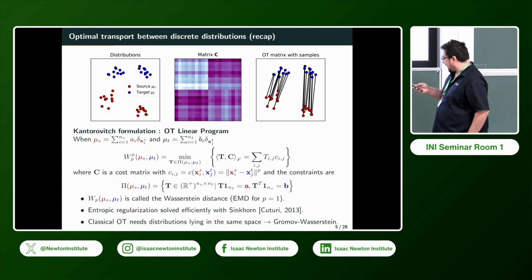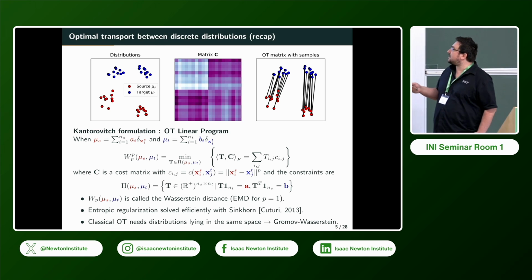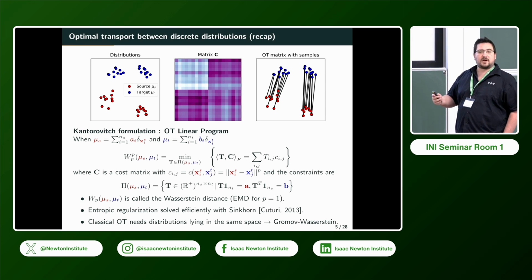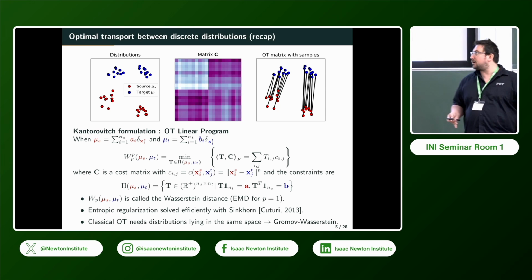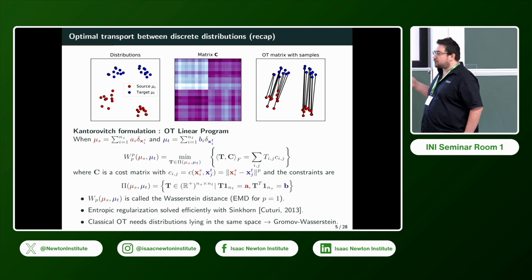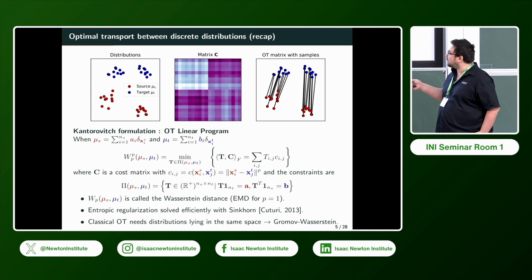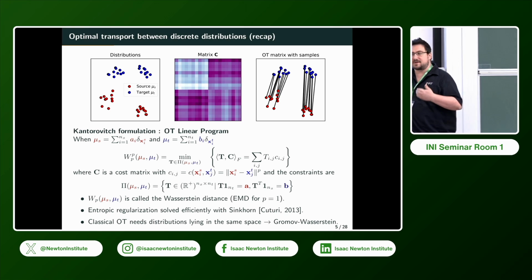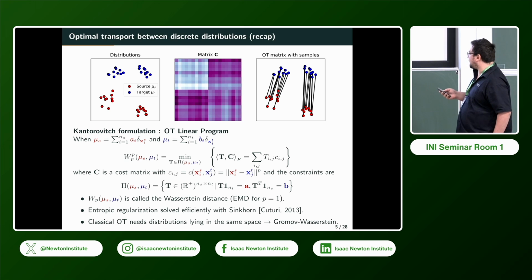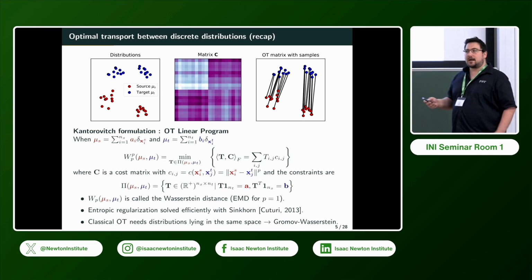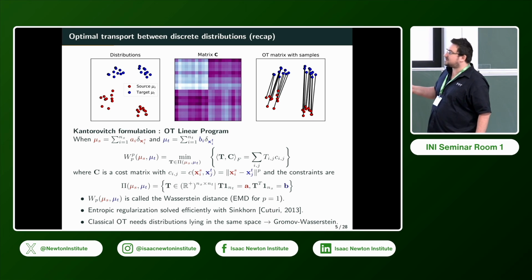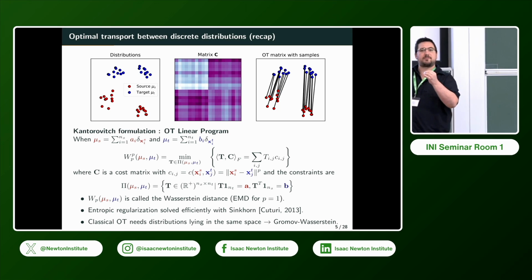Okay, so recently, variants of this have been proposed, especially entropic regularization, which allows fast algorithms such as Sinkhorn to solve the problem, and that also brings smoothness, because this is a linear program, it's not smooth, and in machine learning, when you want to optimize, smoothness can often help. The thing is, with traditional OT, you are in a ground space, and you need a matrix C that tells you how much it costs to move from one point to another one.